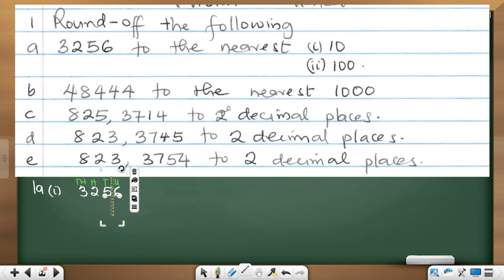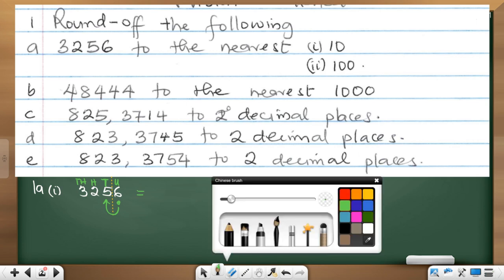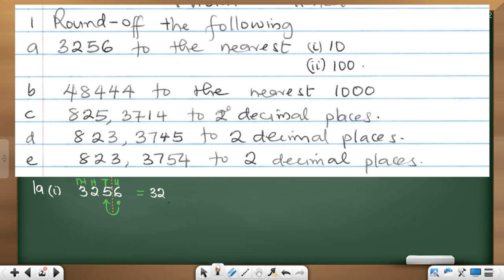Now what I'm going to be doing is I'm going to look at the 6. If it is 5 and above, what happens? We change it to 1 and add it to the 5. Remember, it says to the nearest 10, so I look at the number before the 10. This number is 6, for example. Therefore, if it's rounded off, it becomes 326. Where did I get the 6 from? I changed the 6 to a 1 and I add it to the 5 and I have 3260.